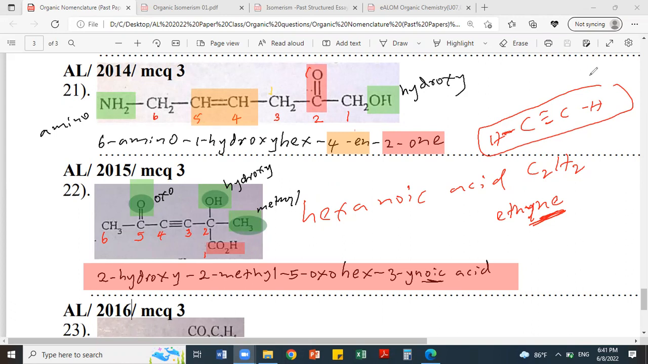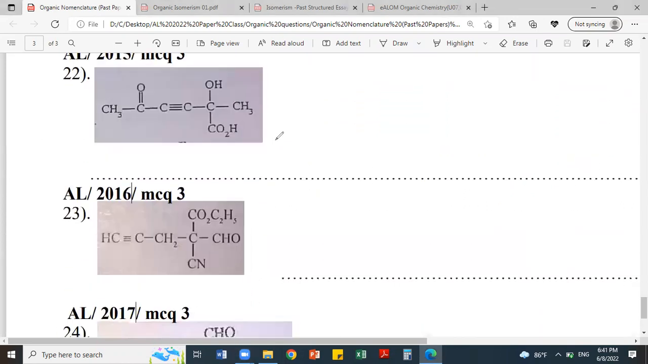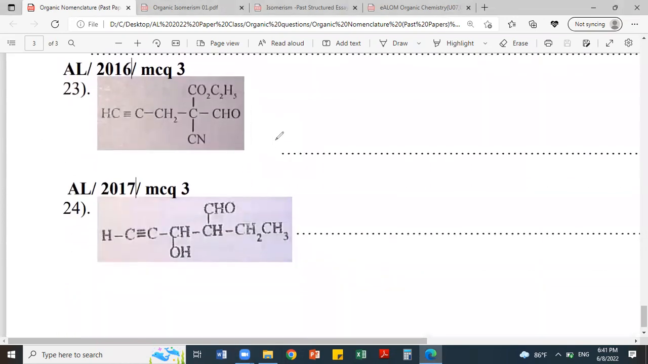Then number 23. Shall I erase this? Okay. 23 is not hard. Can you write? This is 2016 A level question number 3, the third MCQ. Can you try this alone? Now what is this CO2C2H5? Shall I expand that and write it?